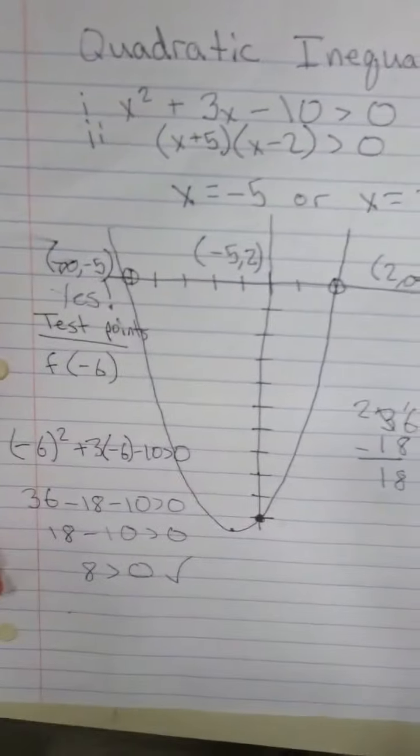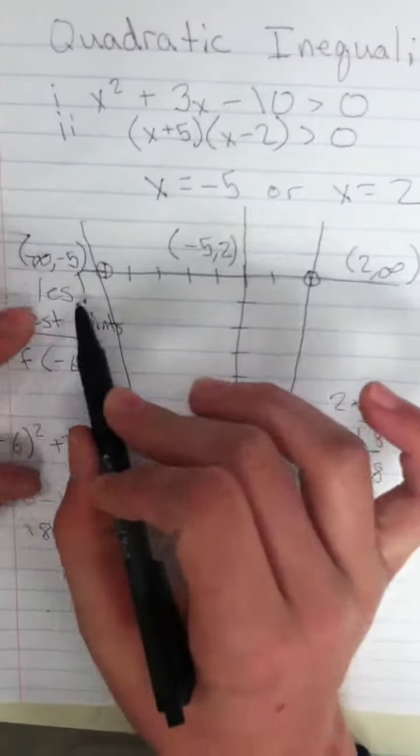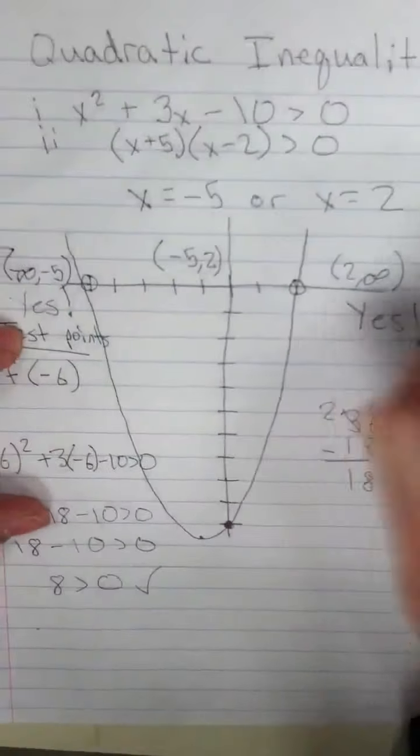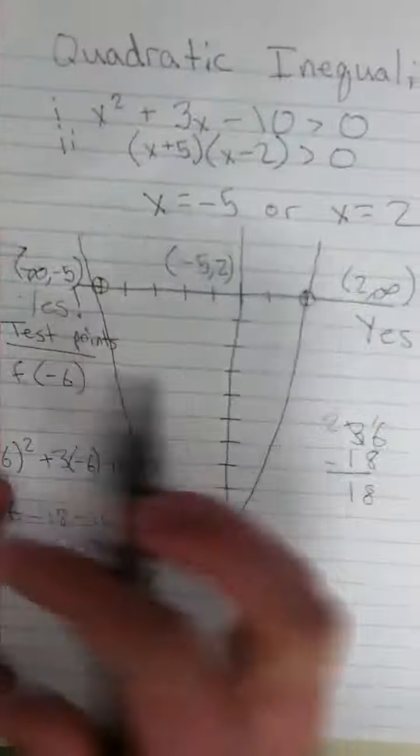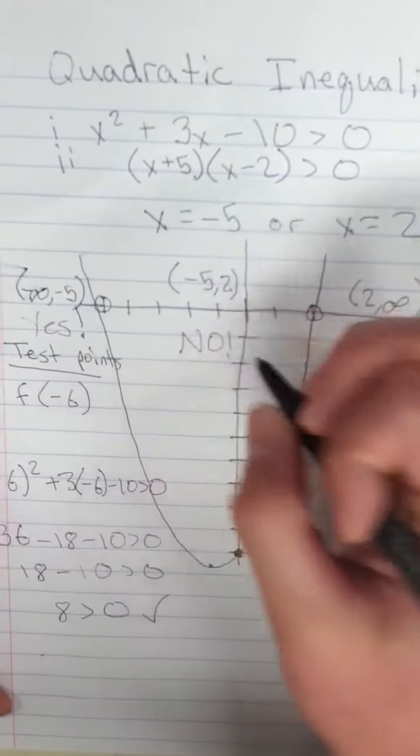Now a little trick I can show you guys is that every other number is going to be whatever your first one is. So I'm going to have a yes here, and then I'm going to have a no in between because it is not the third number. So I'm going to have no. Alright, so now we know that these are the two regions that work.